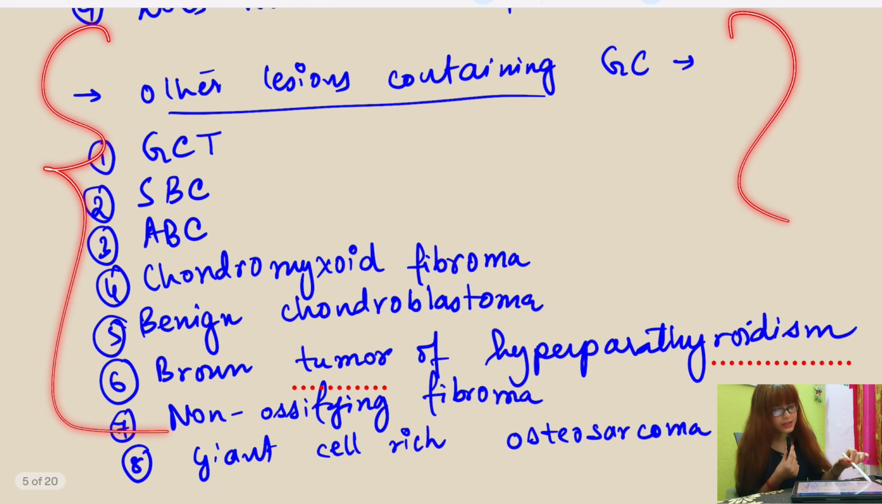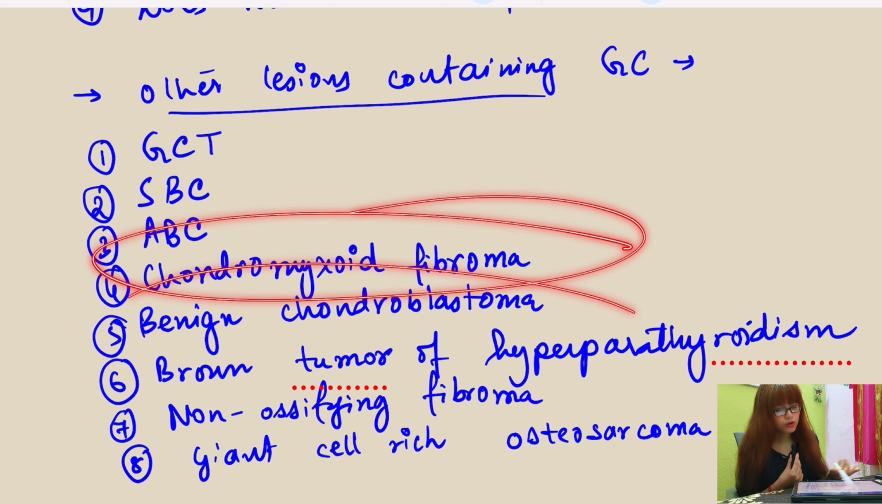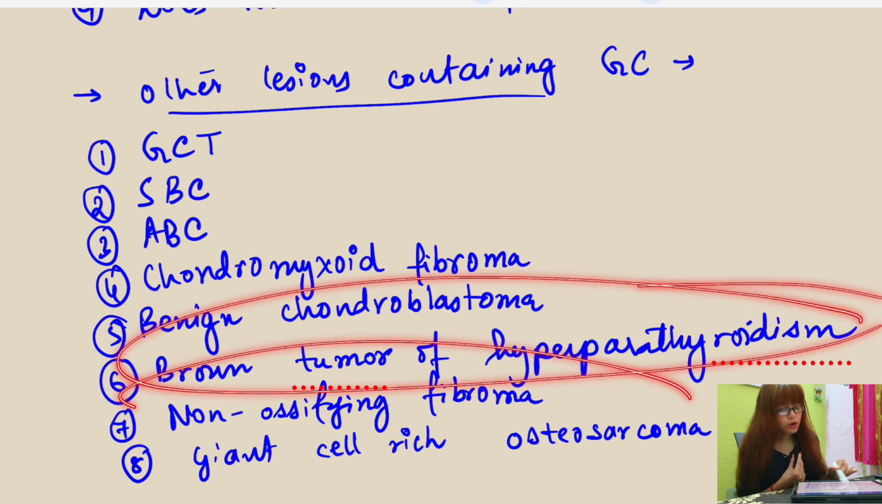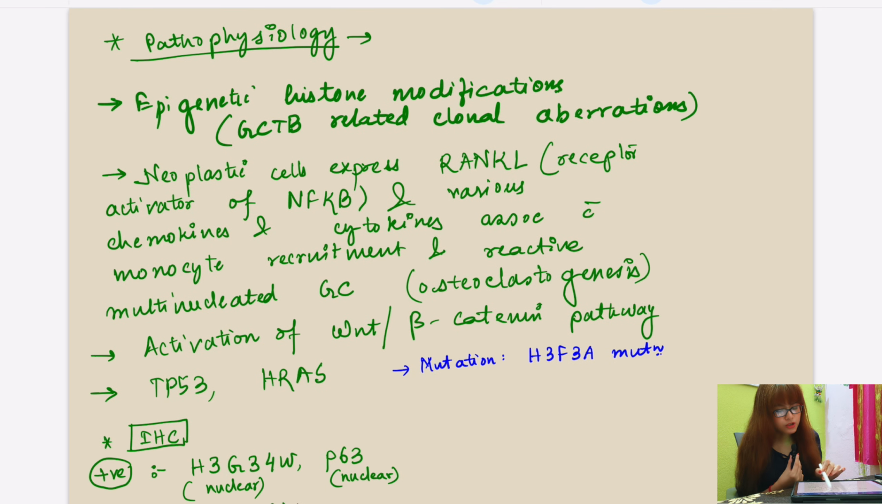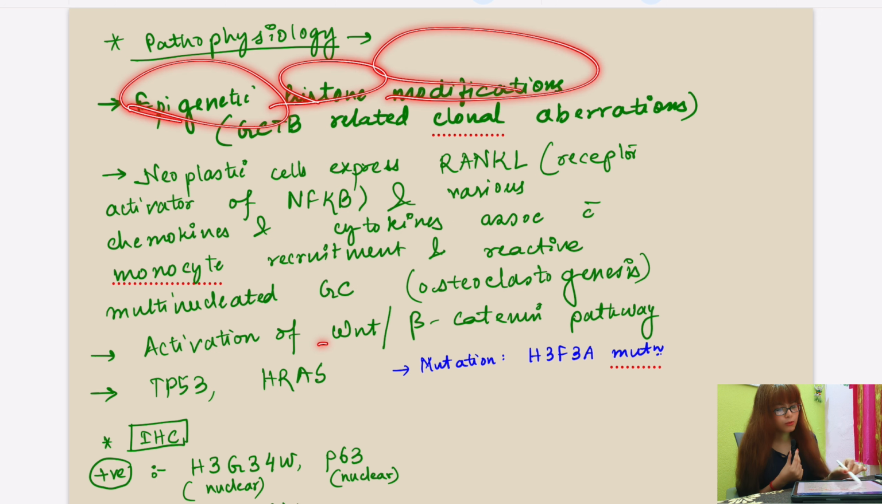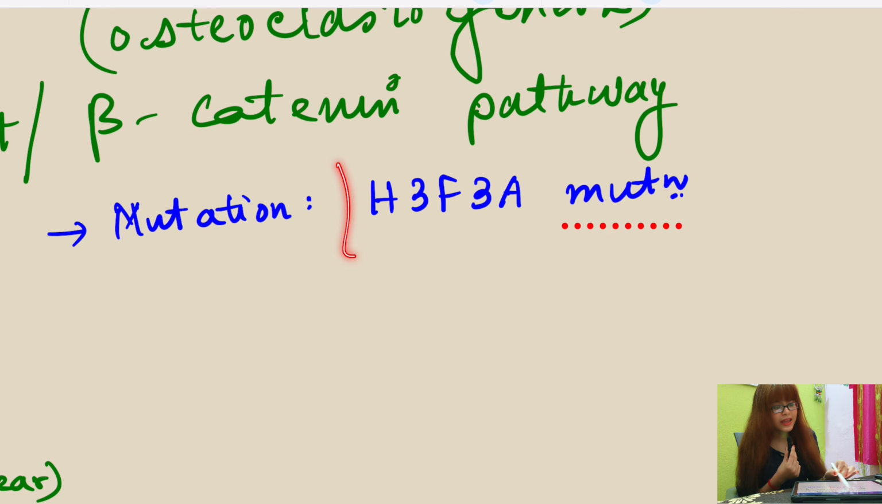What are the other lesions which contain giant cells? Number one, giant cell tumor, simple bone cyst, aneurysmal bone cyst, chondromyxoid fibroma, benign chondroblastoma, brown tumor of hyperparathyroidism, non-ossifying fibroma, and giant cell rich osteosarcoma. Pathophysiology, I have already told you that this neoplastic cell will express the RANK ligand, which is an activator of the NF-kappa B pathway, and which will secrete various chemokines and cytokines, which will recruit the monocytes and the multinucleated giant cells, which is a process of osteoclastogenesis. Along with that, there is also epigenetic histone modification, activation of the WNT beta-catenin pathway, and TP53 and HRAS are also mutated here. The important point is that the mutation here is H3F3A.